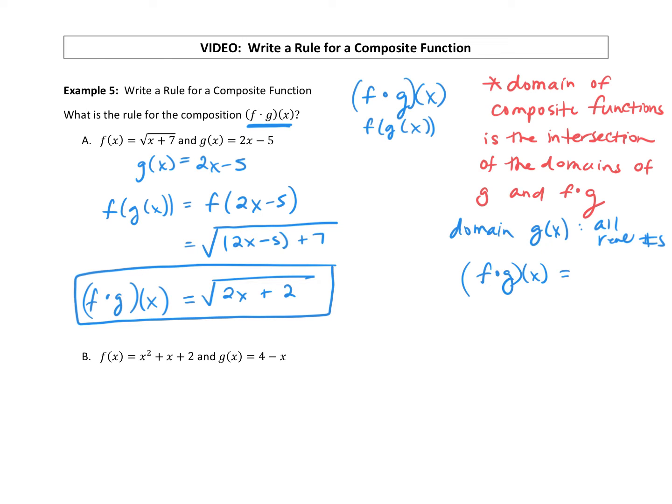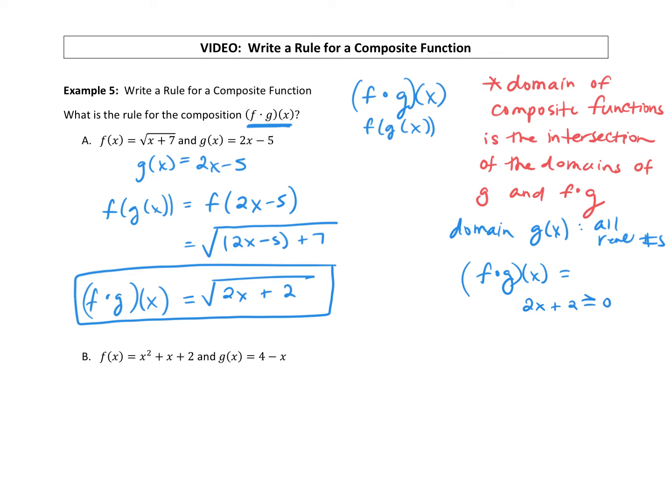But then when we look at the domain of F following G of X, well, we have something underneath a square root. So the square root of 2x plus 2. Can you square root every number in existence? No, not if you want to stay in the real number system. So you can't square root negative numbers. So we're going to make sure that the 2x plus 2, the thing underneath the square root, is not negative. So we want it to be greater than or equal to 0.